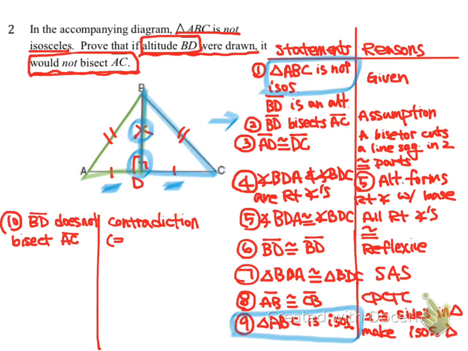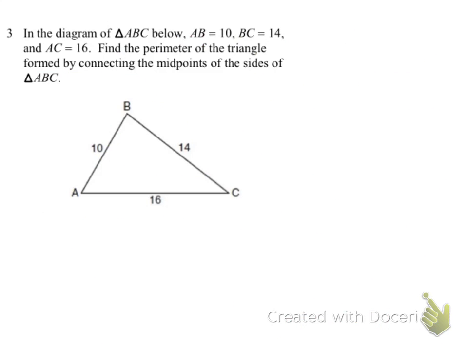Between number 1 and 9. Alright, so that becomes our proof. Let us look at number 3 for a second. So we have three sides given. Find the perimeter of the triangle formed by connecting the midpoints. What is it talking about?